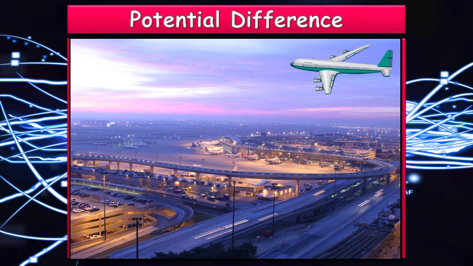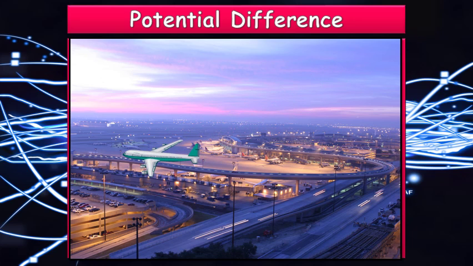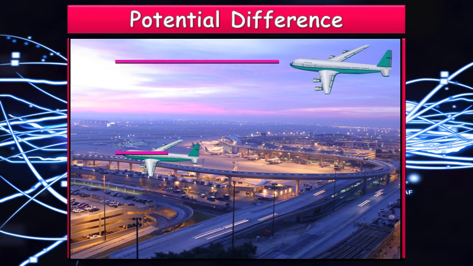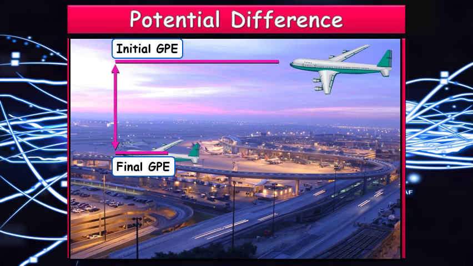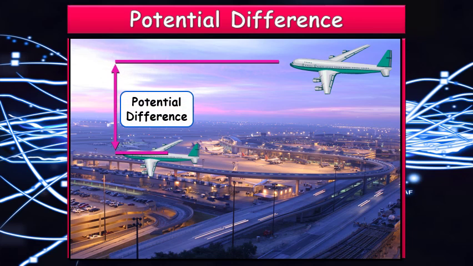Okay, so let's look at potential difference again. Here you have an aeroplane flying over Heathrow. It has an initial gravitational potential energy, and of course a final gravitational potential energy as it begins its descent and into Heathrow. And the change in gravitational potential energy is a change in the potential energy, because it's losing gravitational potential energy. And that we call the potential difference, because there's a difference in the gravitational potential energy.